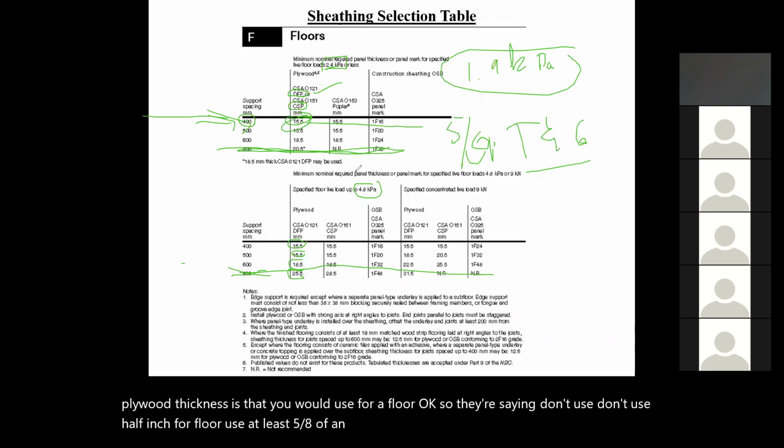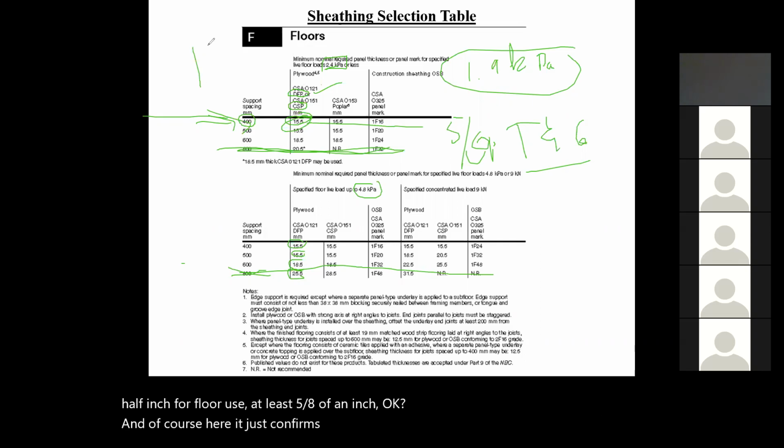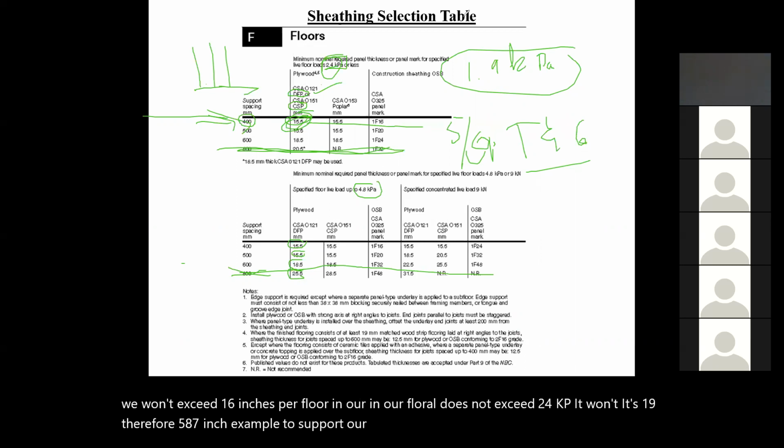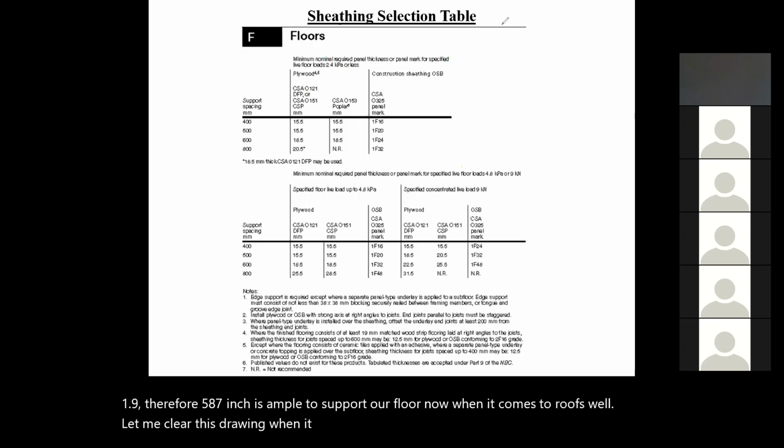And of course here it just confirms that if my joist spacing does not exceed 16 inches, and we won't exceed 16 inches for our floor, and our floor load does not exceed 2.4 kPa, it won't. It's 1.9. Therefore, 5/8 of an inch is ample to support our floor. Now, when it comes to roofs, well, let me clear this drawing. When it comes to roofs, the next one has roofs on it.